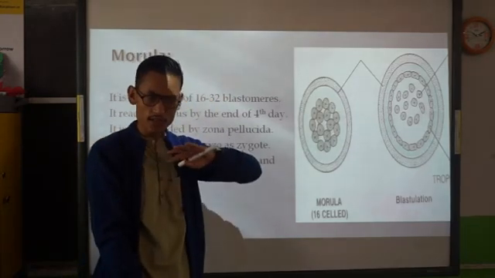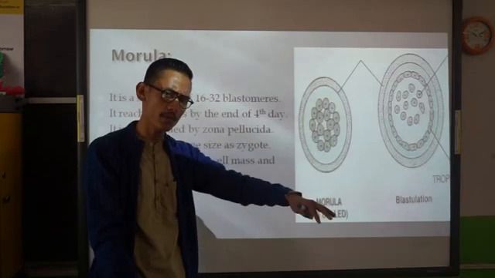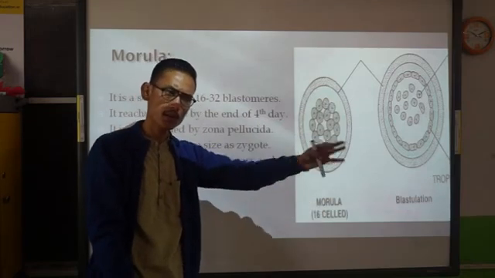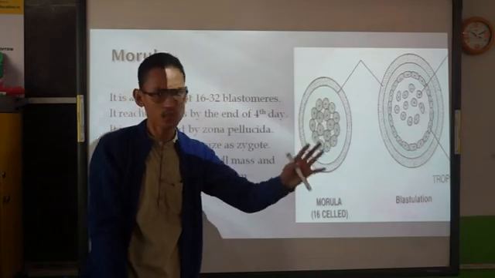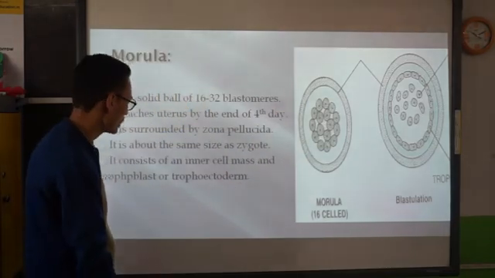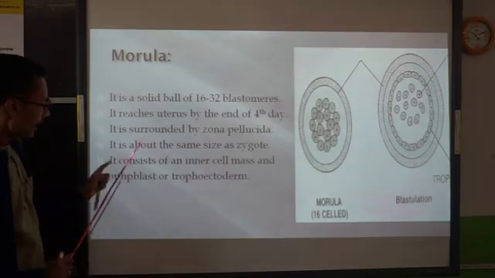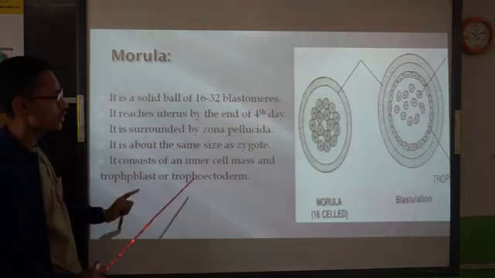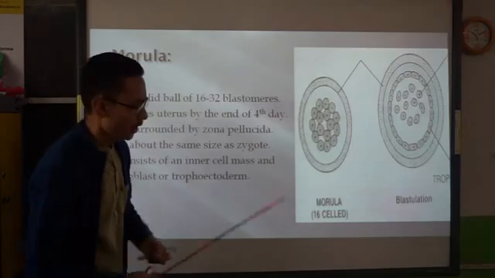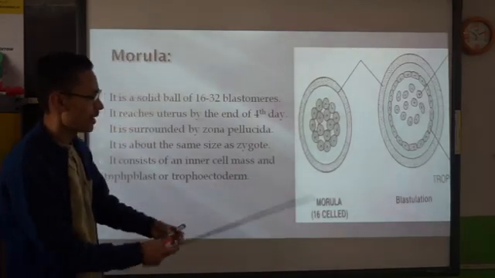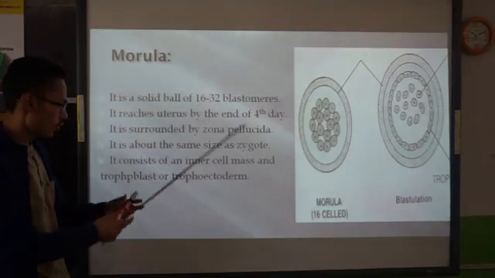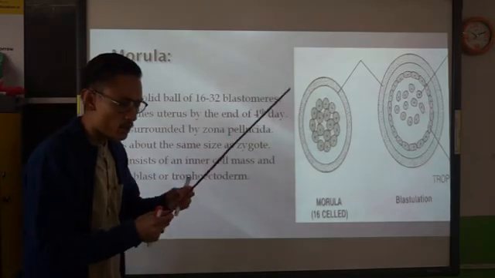Clear? So the difference lies only in the number of blastomeres. When we compare the morula and the zygote, the size remains the same. Next, it consists of an inner cell mass and the trophoblast or the trophoectoderm. Now, which one is the inner cell mass and which one is the trophoblast or the trophoectoderm?